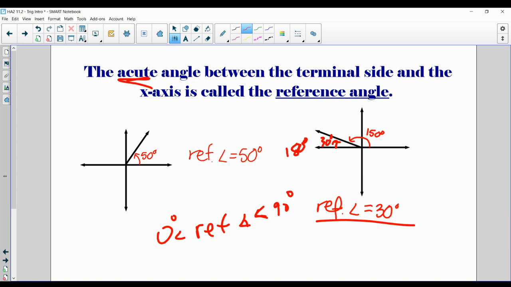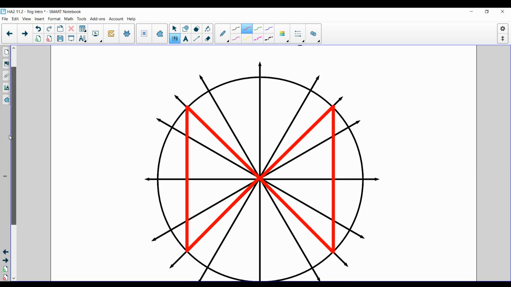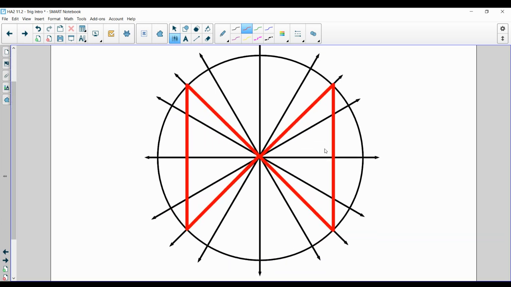What we're going to end up using this for is to draw a right triangle, and we're going to do something with the sides on those. That's what we're going to end up using it for. Okay, so if you have a circle, this right here is going to be 45 degrees.